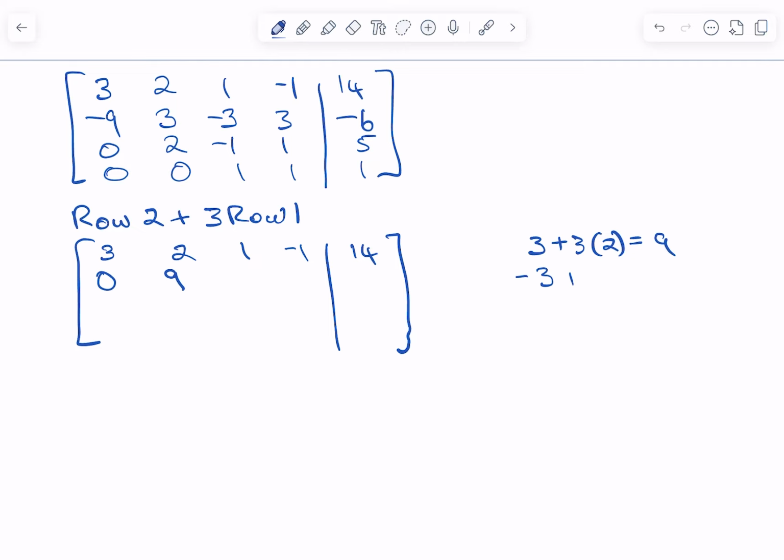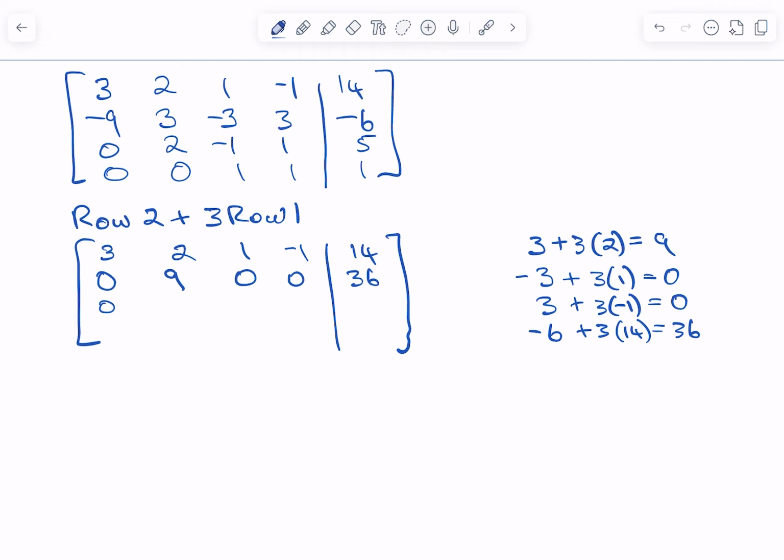Minus 3 plus 3 lots of 1, that's minus 3 plus 3, which is 0. And finally 3 plus 3 lots of minus 1, which is also 0. Jumping over to the right-hand side part of the augmented matrix, we'll have minus 6 plus 3 lots of 14. That's minus 6 plus 42, or 36.